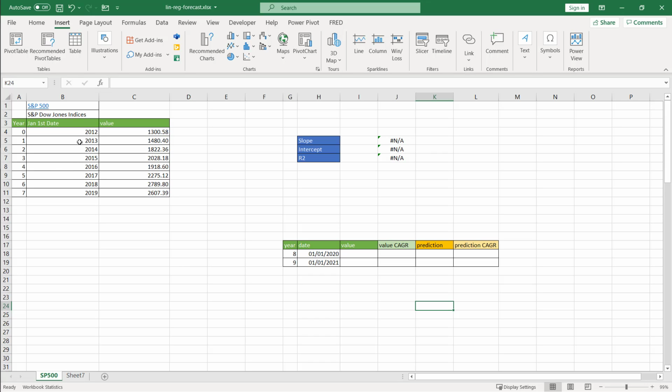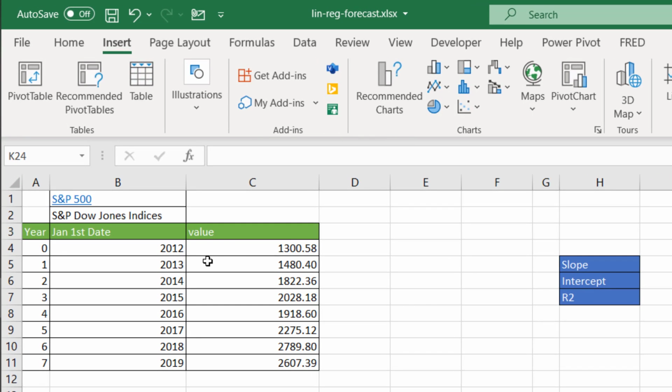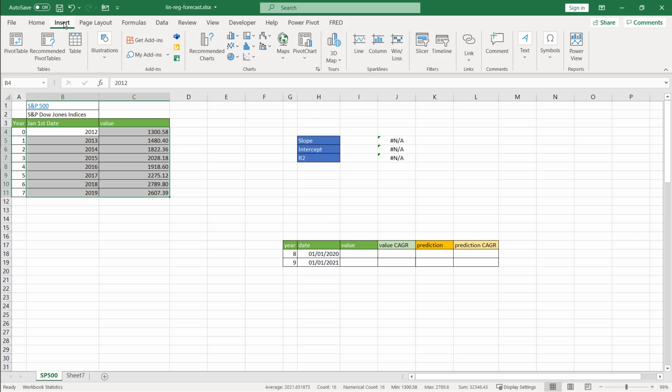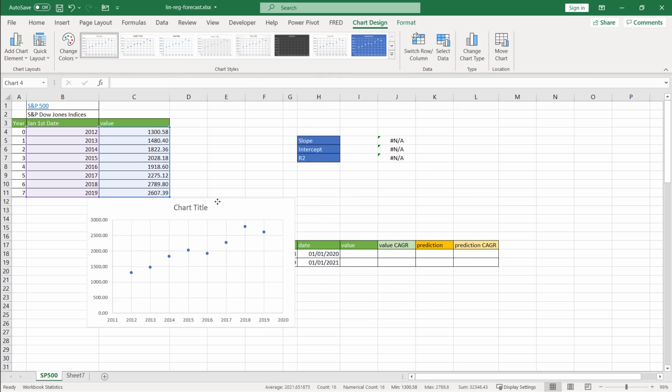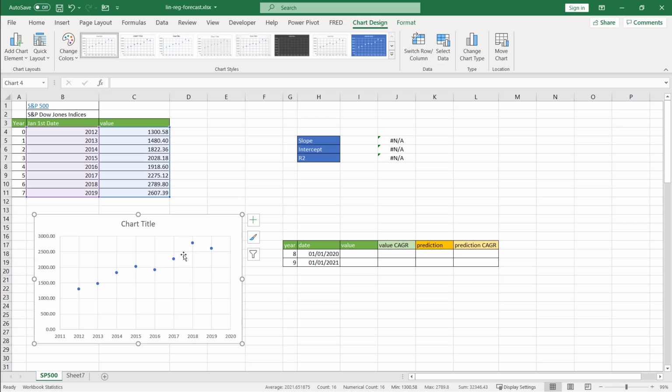Here I've got some historical information about the S&P 500. The January 1st date for these corresponding years, 2012 to 2019. And later on, I'll show 2020 and 2021 for some predictions. Now, let's chart this out. I'm going to select this area, go under Insert, Scatter, and insert a scatter chart. And this is our scatter chart to help us define the trend line that we're going to use and get our regression formula.